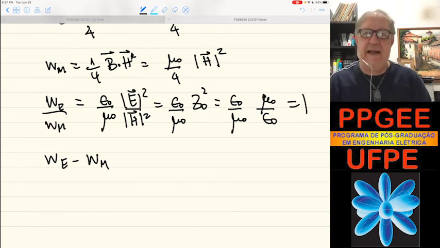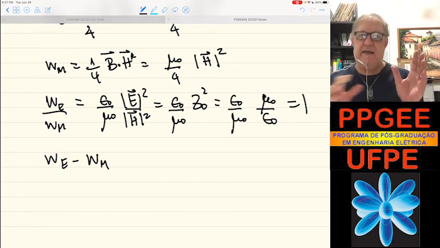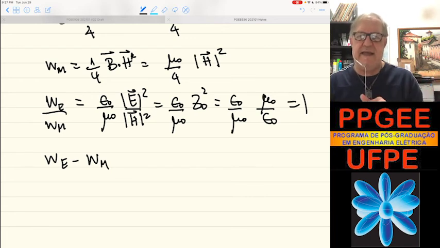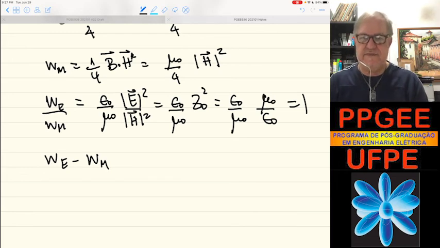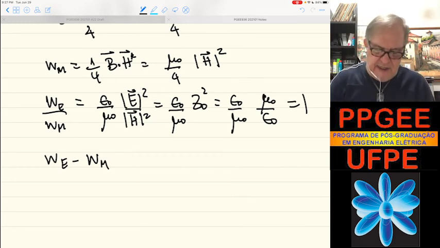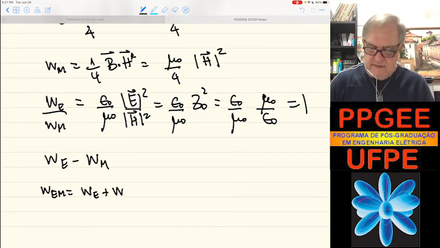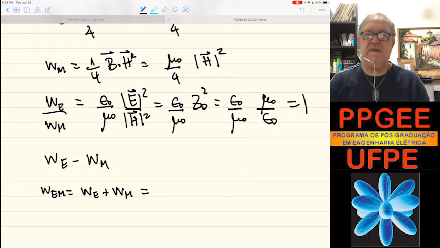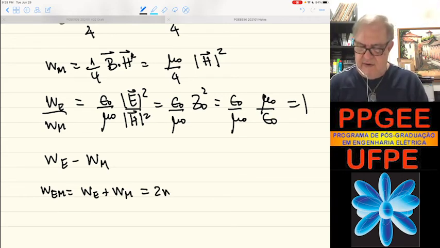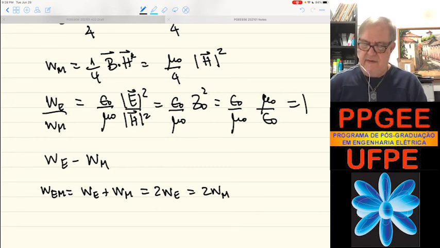So the system is balanced. The net energy, electric minus magnetic, equals 0. So that's a very nice result. The electromagnetic energy is the total sum between the two, which equals either 2 W E or 2 W M, right?